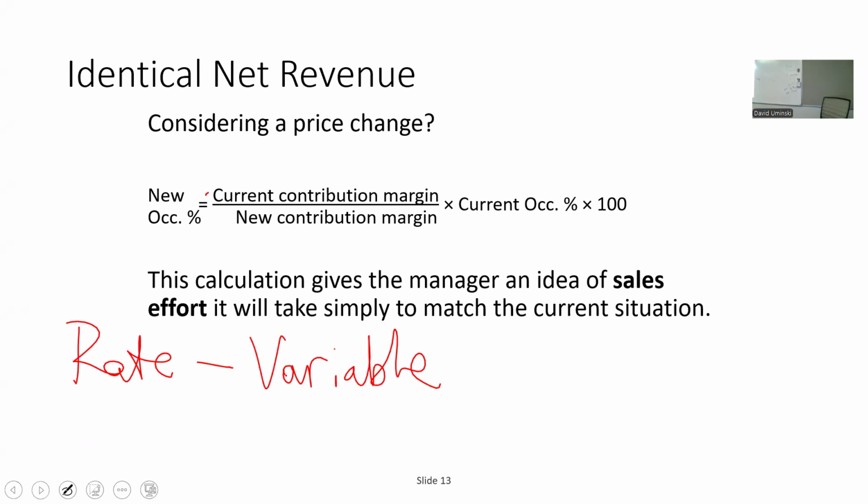So we take that current contribution margin based on the rate we have right now. We divide it by the new contribution margin based on what we think we want to change our rate to, what we want to fluctuate. If you need a copy, just let me know. Anybody need a copy? We still have it. It looks like this.